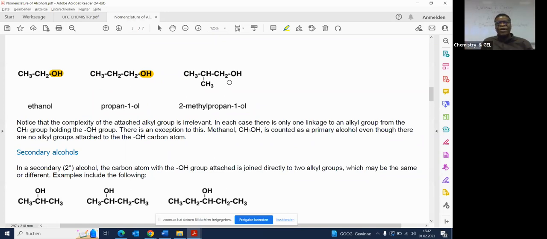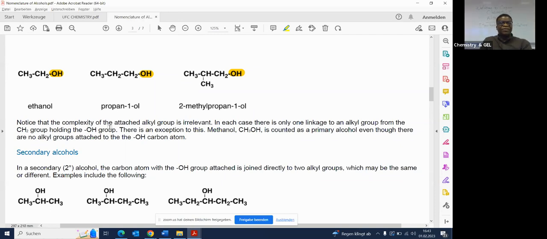So even here, this is primary, even if there's a branch, okay? Because this group is attached here, okay? We've removed one hydrogen to bring in the OH. So if you remove the OH again, it becomes an alkyl group. In this case, it is an isomer, which is 2-methyl, 1, 2, 2-methyl longest chain propane. But because we're bringing in OH, so on the first carbon, okay? Remember, priority is given here. So the counting was 1, 2, 3. Okay, so 2-methylpropan-1-ol.